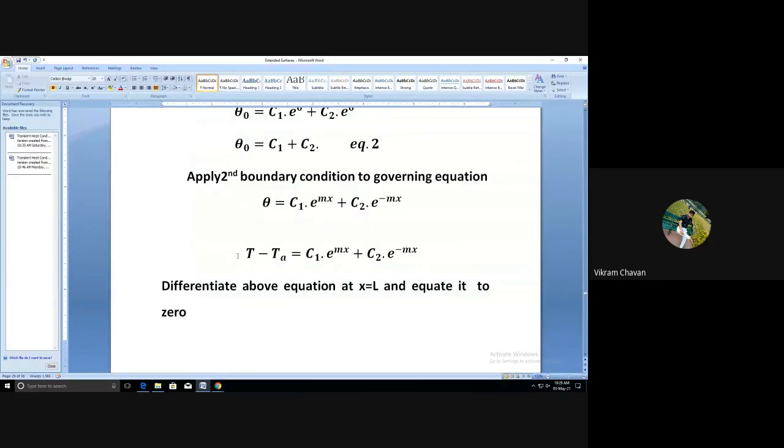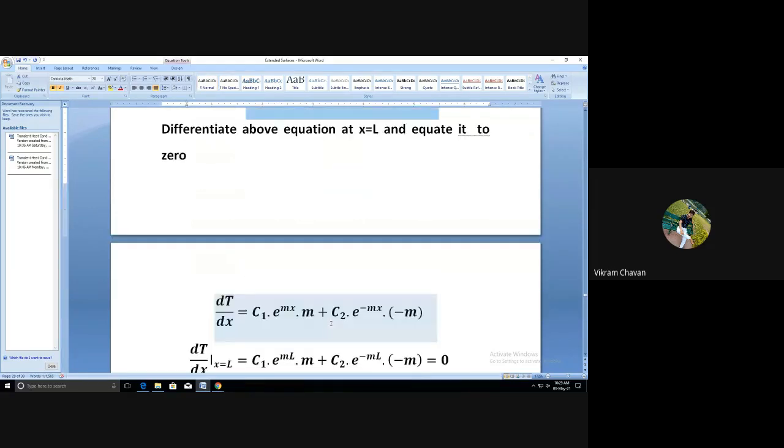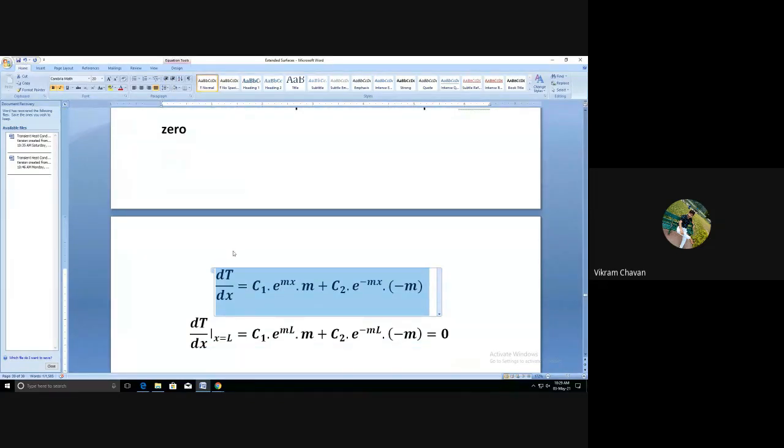So we have to consider the differentiation of this equation. The differentiation of T is dT divided by dx, as T is the variable, and the differentiation of Ta will become 0 as Ta is a constant. So we will get the differentiation of T minus Ta as dT divided by dx, and the differentiation of c1 e raised to mx is c1 multiplied by e raised to mx multiplied by m, as we know that the differentiation of e raised to 2x is e raised to 2x multiplied by 2.